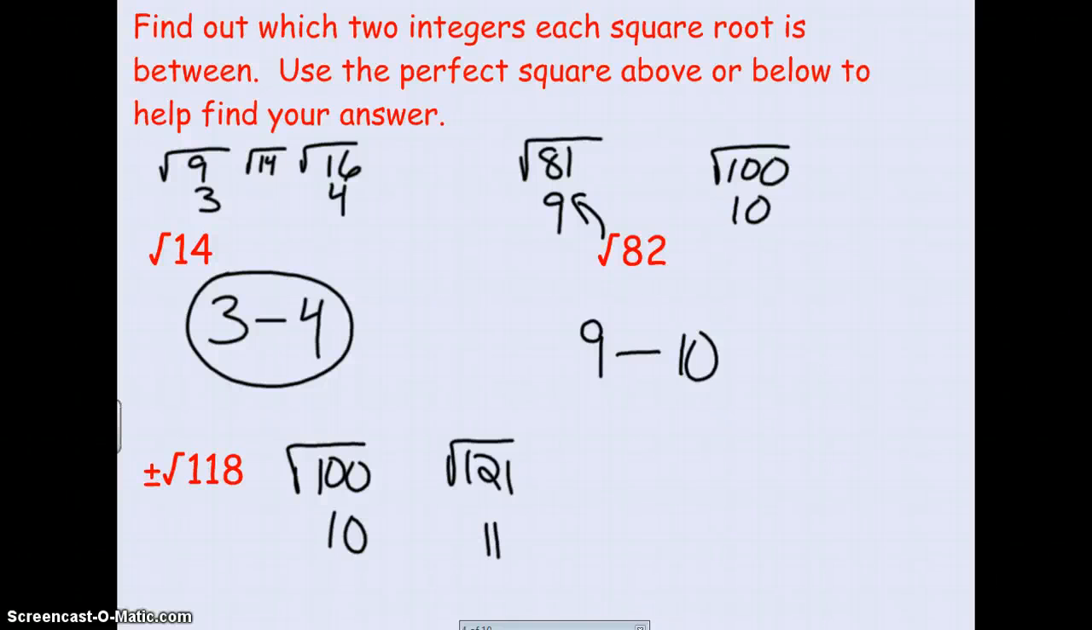So we know that this would be in between plus or minus 10, plus or minus 11, just depending on which square root we were trying to find. One is between negative 11 and negative 10. On the other side, we would look at it as being in between 10 and 11.